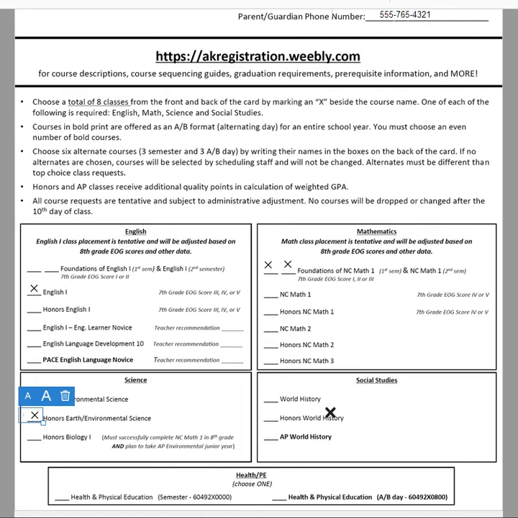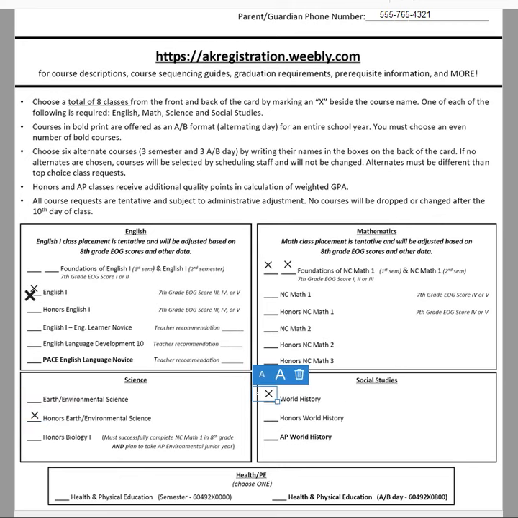For social studies, all freshmen are going to take some form of world history. You can take it standard, honors, or AP World History is one of the AP options for our rising freshmen. I am not ready for an AP my freshman year, and I'm not sure about world history, so I'm going to go ahead and take standard world history next year.